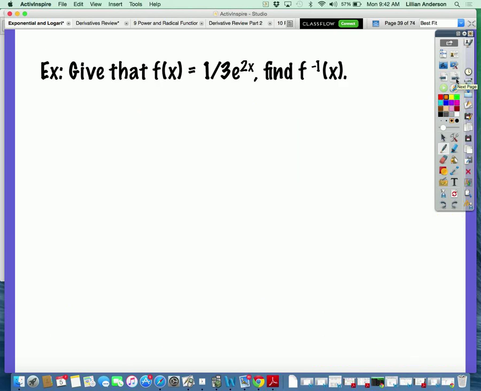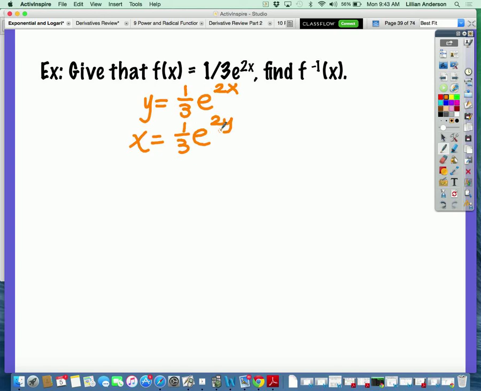Here we go. It says, given that f of x equals 1/3 e to the 2x, find f to the negative 1 of x. So what does f to the negative 1 of x mean? The inverse. Okay, and so we'll go through the algebraic process here of doing inverse. So we know that this is y equals 1/3 e to the 2x. First thing we do algebraically to find the inverse is switch the x and the y.